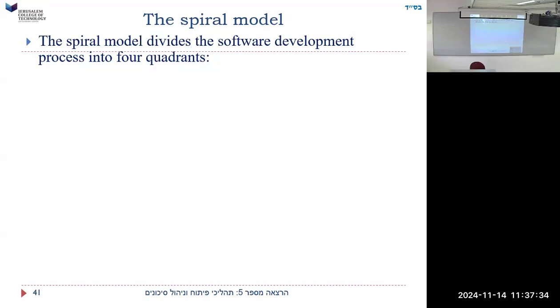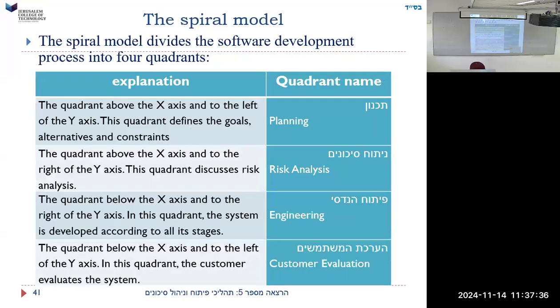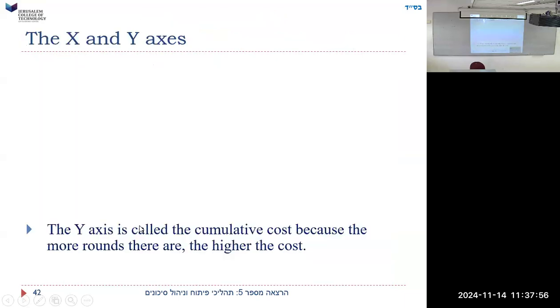The spiral model divides the software development process into 4 quadrants. That's what we said: planning, risk analysis, engineering, and customer evaluation. Planning is the upper left-hand corner, then risk analysis, engineering, and customer evaluation. Here I just explain what each quadrant is. I think I already explained it.